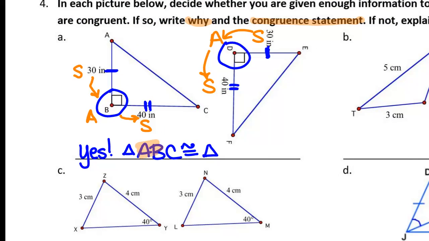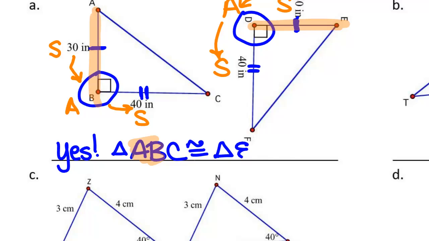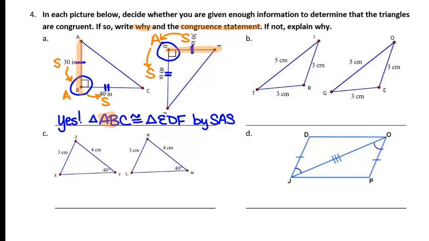AB is marked with one congruence mark. That's my 30-inch side. ED is marked with one congruence mark. That's my 30-inch side. Remember, this has to match up the corresponding congruent pieces. So E, D, F, and then I'm going to say by side, angle, side. The two triangles are congruent by side, angle, side.